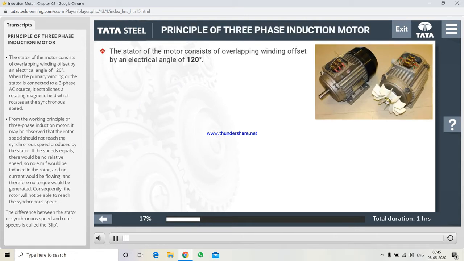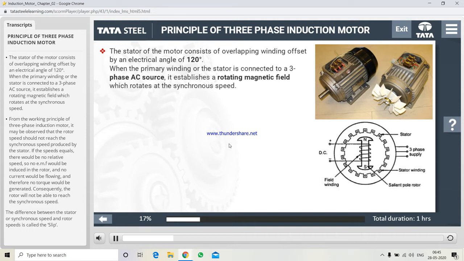The stator of the motor consists of overlapping windings offset by an electrical angle of 120 degrees. When the primary winding, or the stator, is connected to a three-phase AC source, it establishes a rotating magnetic field which rotates at the synchronous speed.